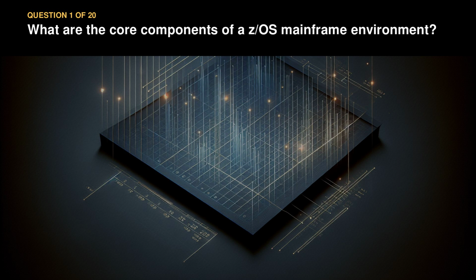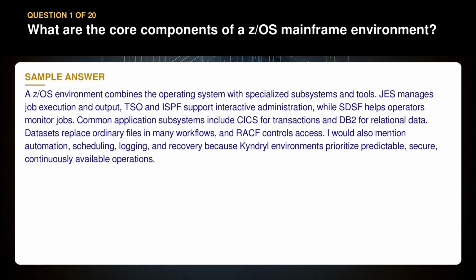Question 1. What are the core components of a z/OS mainframe environment? A z/OS environment combines the operating system with specialized subsystems and tools. JES manages job execution and output, TSO and ISPF support interactive administration, while SDSF helps operators monitor jobs. Common application subsystems include CICS for transactions and DB2 for relational data.